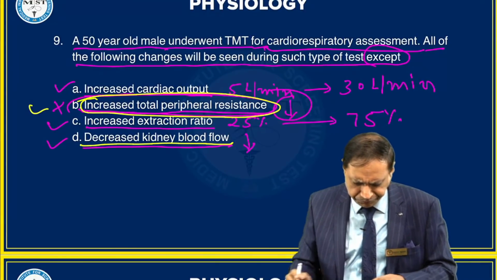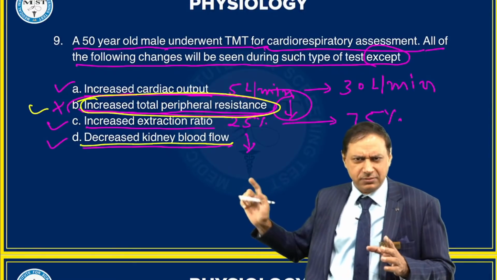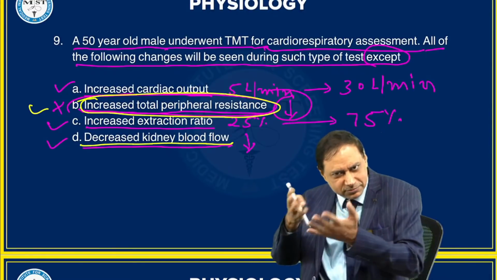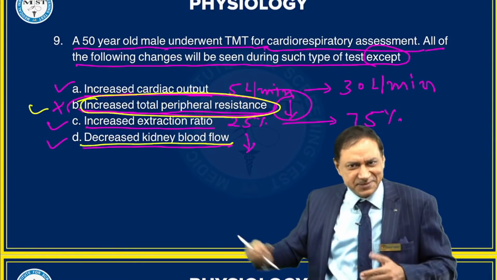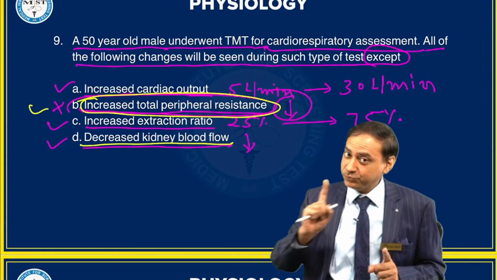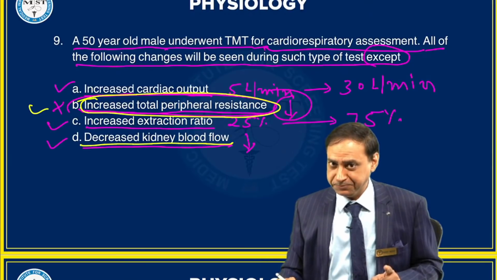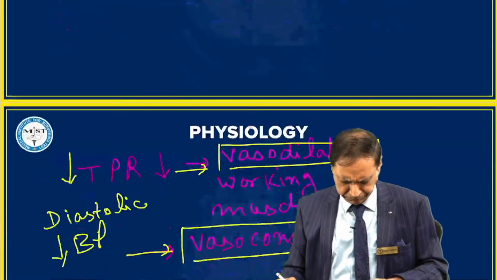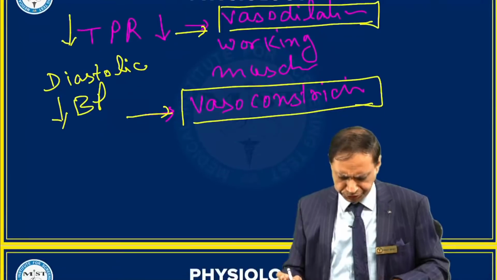Such type of questions are asked. Like in this scenario, what will happen to so many parameters? So you just have to analyze. In such type of questions, you have to analyze. These are not straight questions.